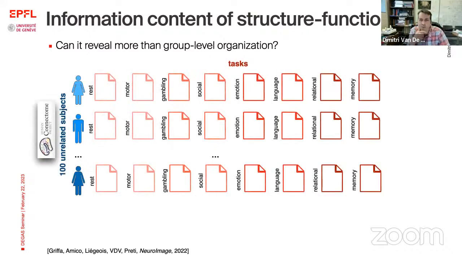And so what we did to that purpose is we looked in more detail at the subset of the Human Connectome Project data, where we have 100 unrelated subjects. And for each of them, we did not only look at the resting state, but we also looked at 7 more task fMRI data runs, basically. And then we can compute for each subject, each task, the corresponding structural decoupling index map.